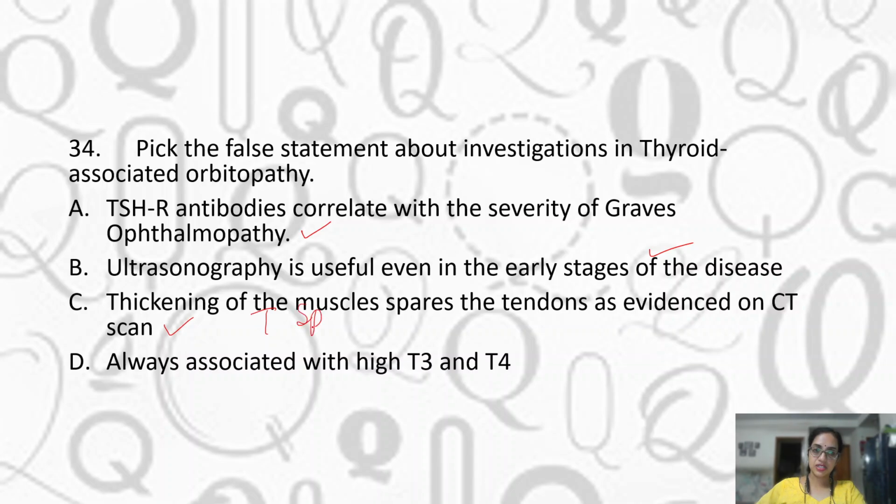T spares T. Please remember this. This is a very important point for your entrance exam. Always associated with high T3 and T4 is wrong. Okay, I told you there are chances when you get hypothyroid states as well or euthyroid. The patient can be euthyroid and still you can get thyroid associated orbitopathy. So the right answer here is D.